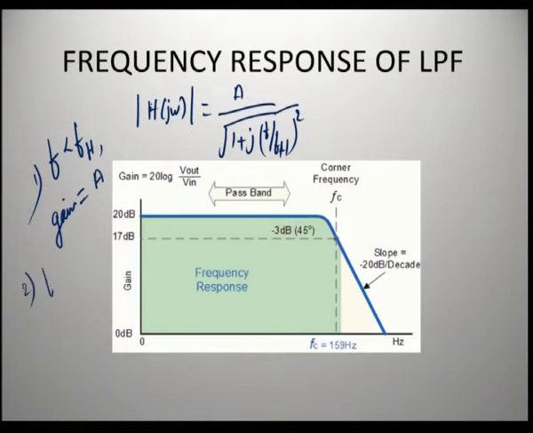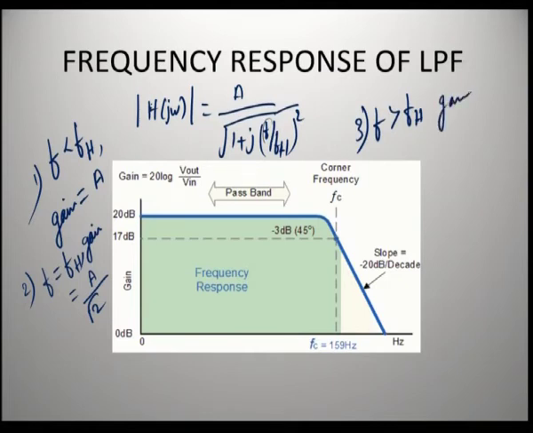And for the second case, if f is equal to f h, then the gain will be given as A by root 2. If both the frequencies are equal, it is A by root 2. And for the third case, if f is greater than f h, this total term is very high, and so the gain A will be reduced at the rate of minus 20 dB per decade.